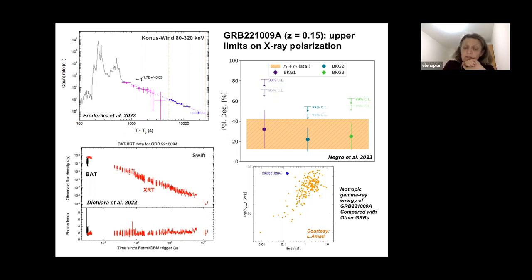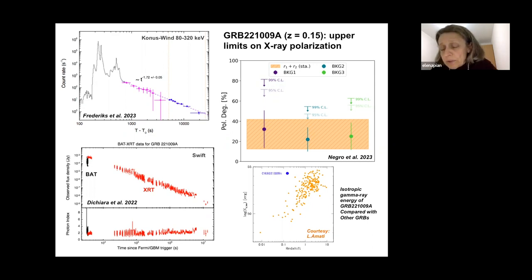up to 10 to the 7 seconds, so several months after the explosion. On the right, you see the balls are not detections. Those are estimates of the background. And you see the three arrows indicate the three upper limits obtained corresponding with these three different estimates of the background.